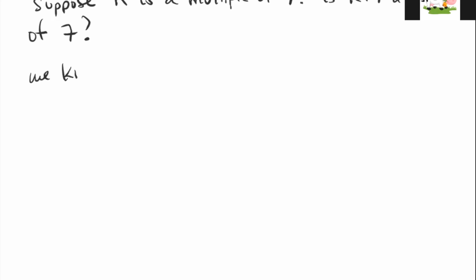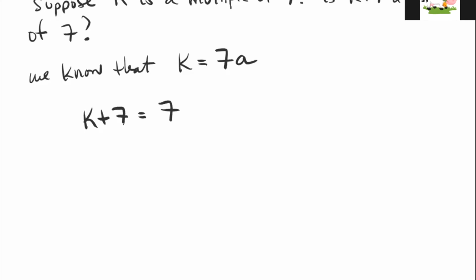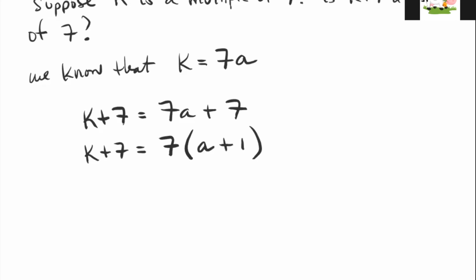So we know that K is equal to 7 times some letter A, where A is any number, because K is a multiple of 7. So K plus 7 is going to be equal to 7A plus 7. And like I did before, if both of these terms are multiplied by 7, I could factor that 7 out and say this is 7 times A plus 1.